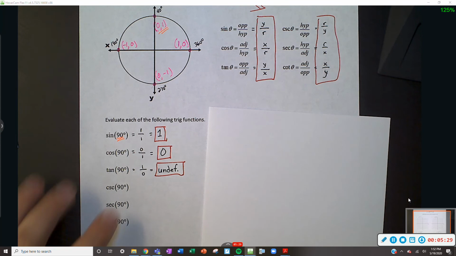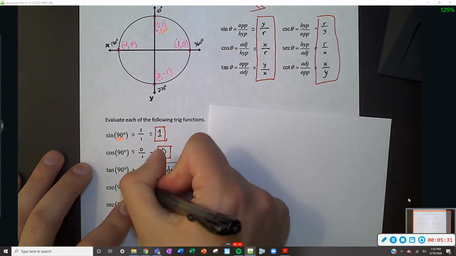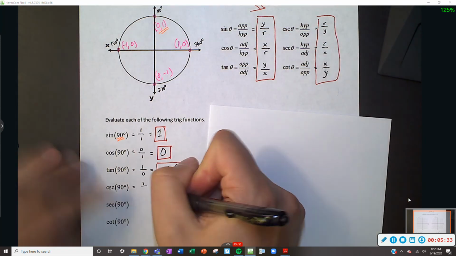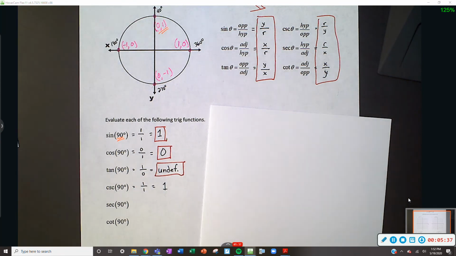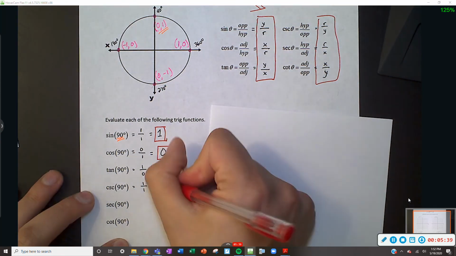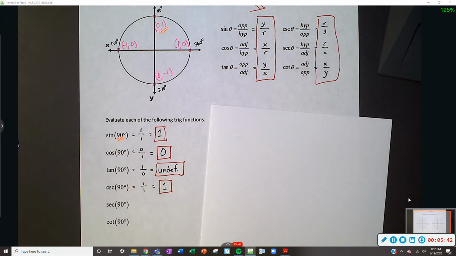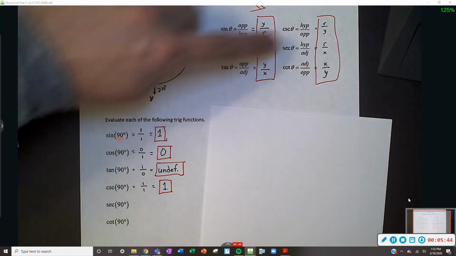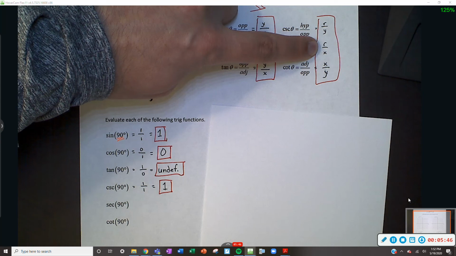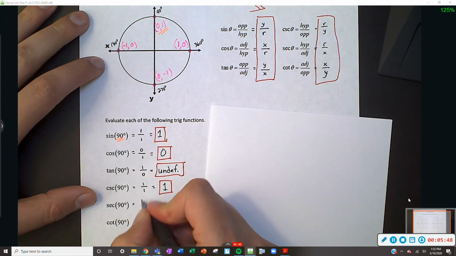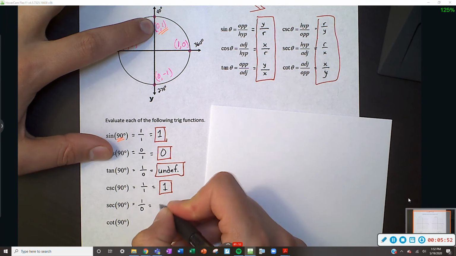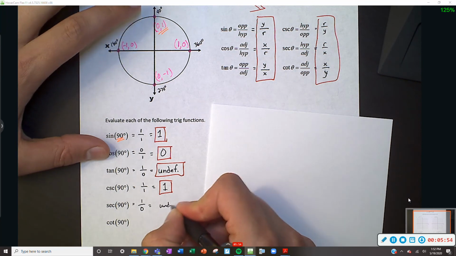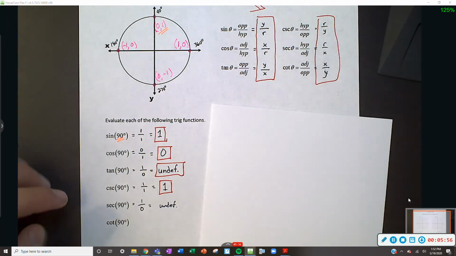Now, cosecant is going to be r over y. So 1 is the radius. Again, the y value is 1. 1 over 1 is just 1, as we know. Secant is going to be r divided by x. So 1 divided by my x value, which is 0, is going to be undefined once again. Again, totally fine if you abbreviate it.